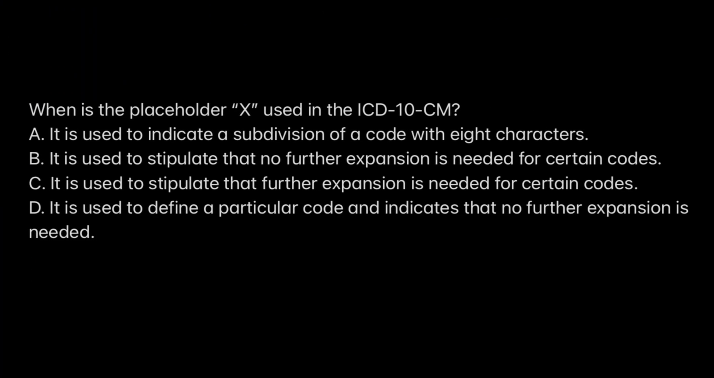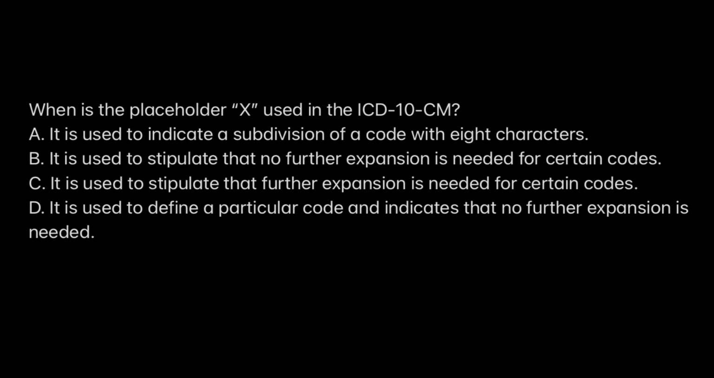For our first question, we have, when is the placeholder X used in the ICD-10-CM? A, it is used to indicate a subdivision of a code with 8 characters. B, it is used to stipulate that no further expansion is needed for certain codes. C, it is used to stipulate that further expansion is needed for certain codes. Or D, it is used to define a particular code and indicates that no further expansion is needed.